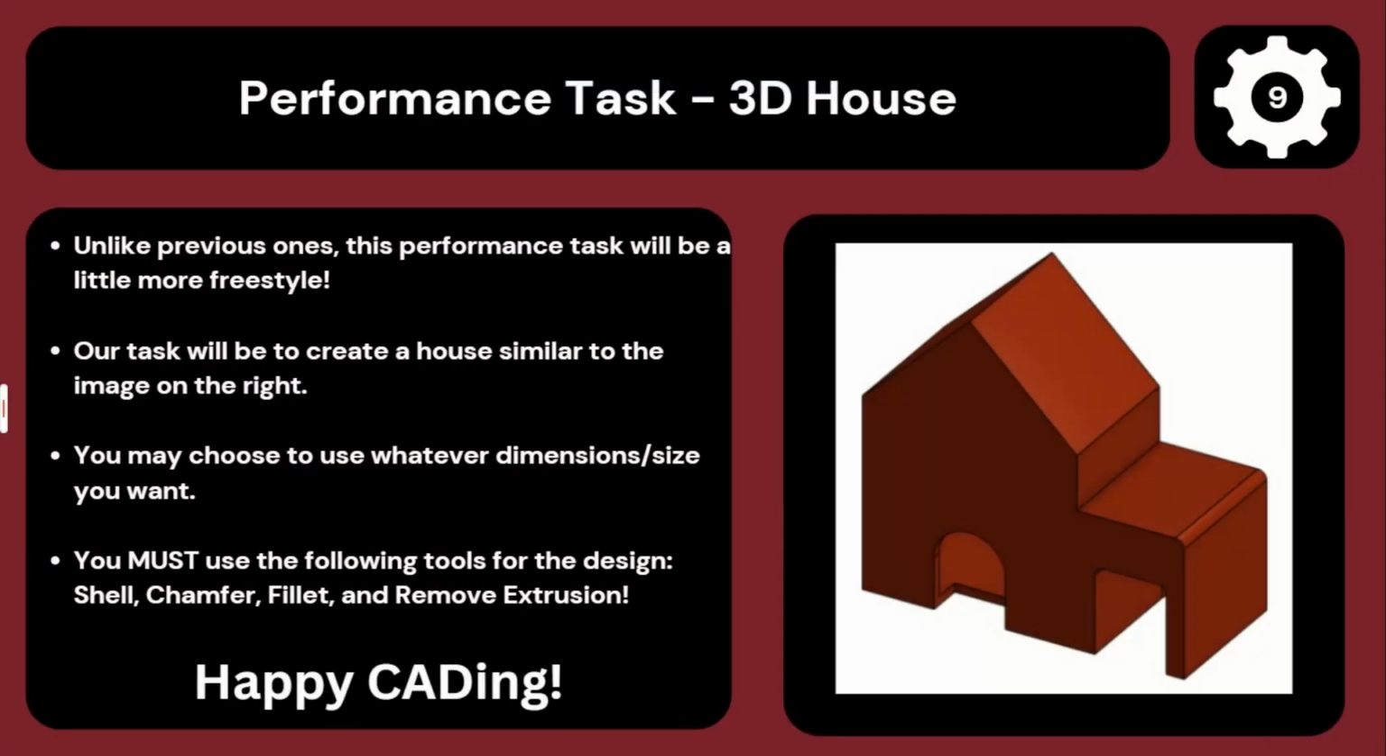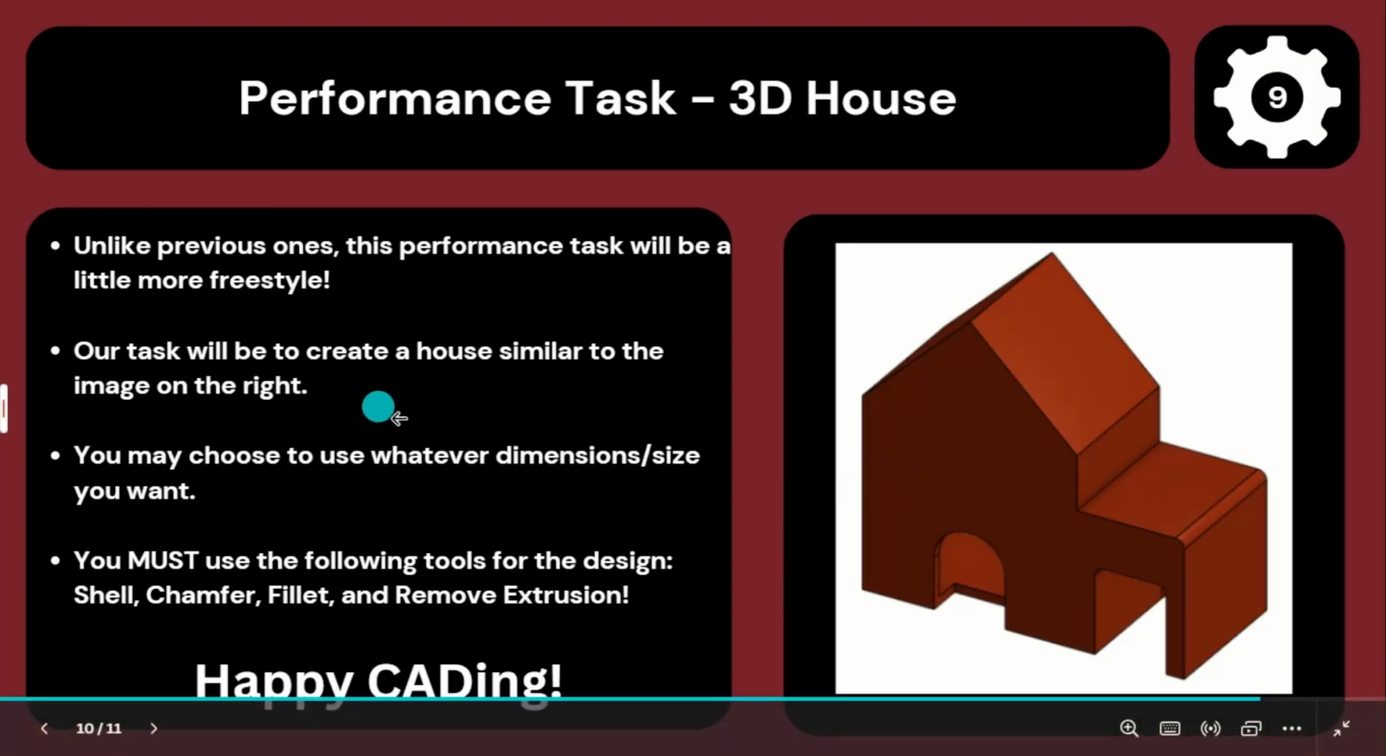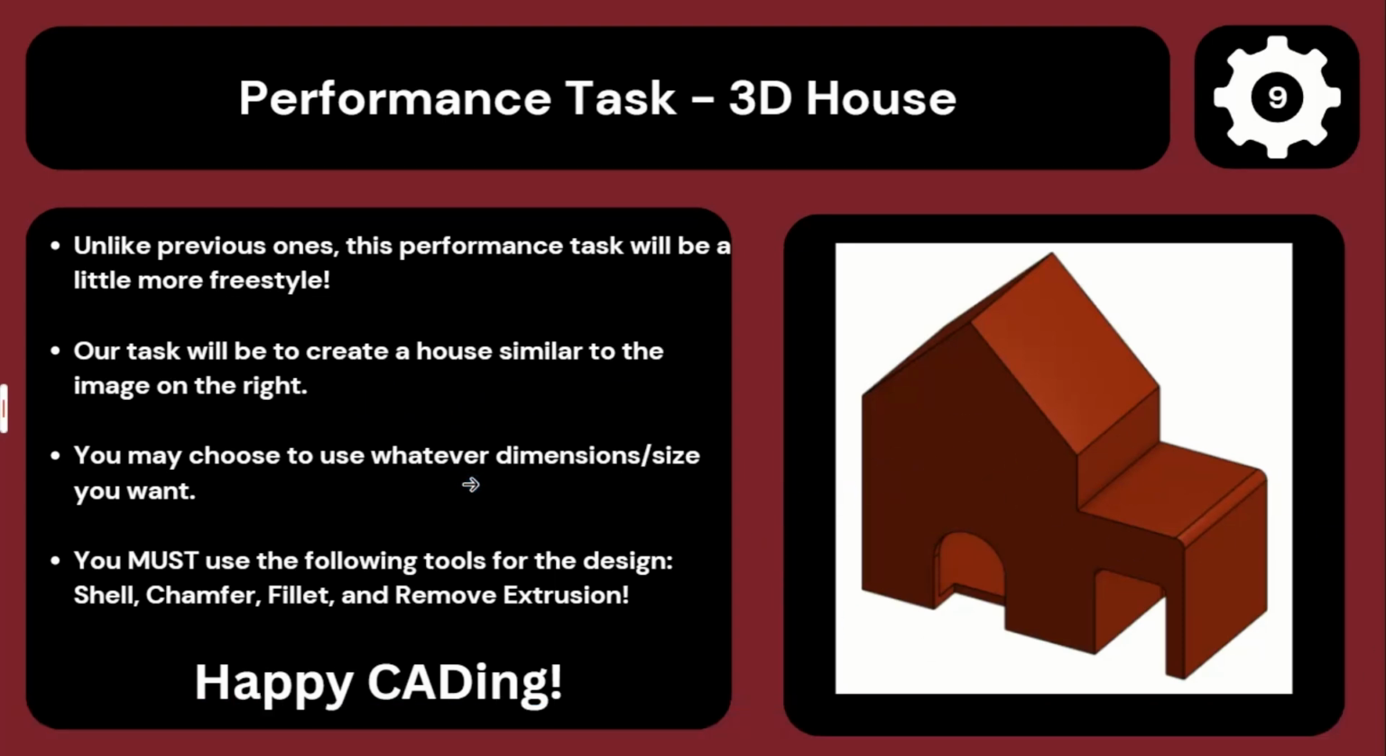All right, so this is your performance task now. Unlike previous ones, this performance task will be a little bit more freestyle. Your task is just to create a house like this. You may choose whatever dimensions or size you want, but you must use the following designs: shell, chamfer, fillet, and remove extrusion. I'll give you time. I'm going to stop talking for a few minutes and let you pause the video and work through creating something like this house, and we will come back in a second.